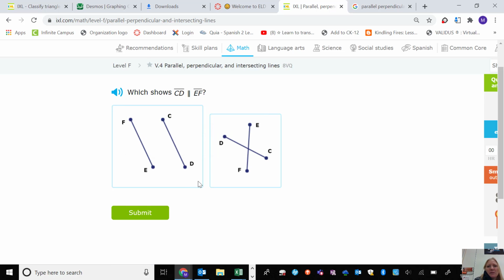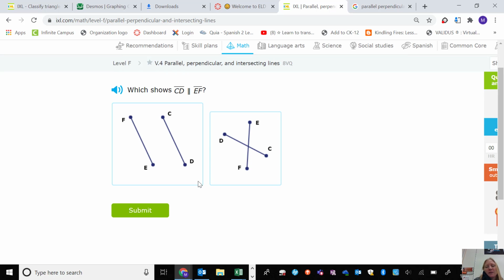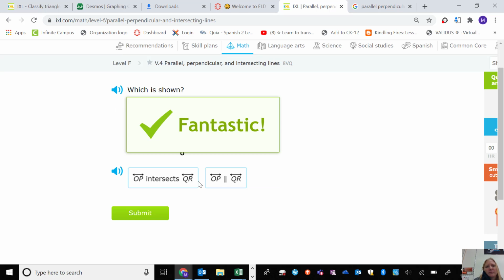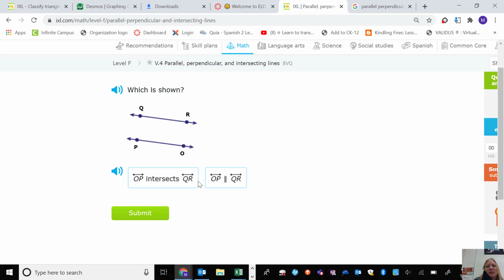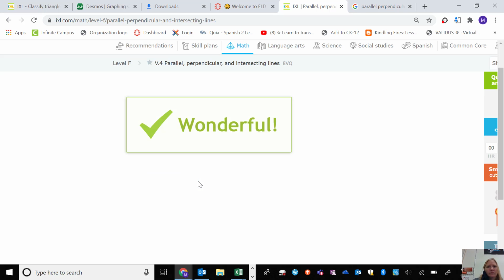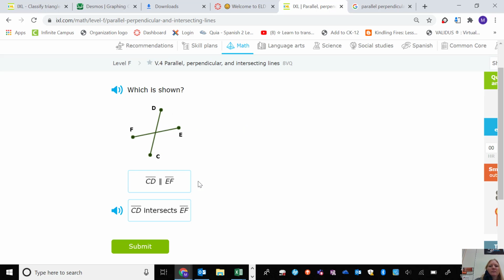Okay, again, this symbol right here means parallel. So which one is parallel? This one. These two lines are parallel. So this word is not parallel. The symbol means parallel. Okay, are these parallel? No, they're intersects. So this one.